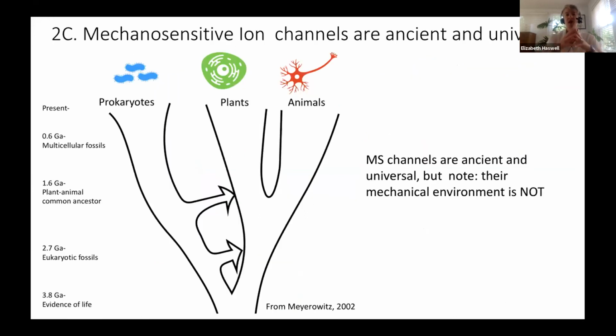Okay, so I want to talk about a concept that's very near and dear to my heart, which we broached a little bit, which is the idea that mechanosensitive channels are ancient and universal. What I'm showing you here is a very simplified and, at this point, not all that accurate vision of the tree of life, with the origins of life at the bottom, and three of the main branches of life at the top. You'll notice archaea isn't really in here, but prokaryotes here, plants here, and animals here.